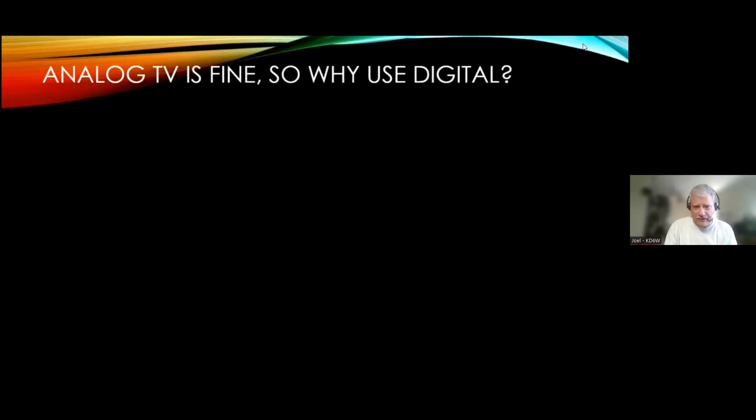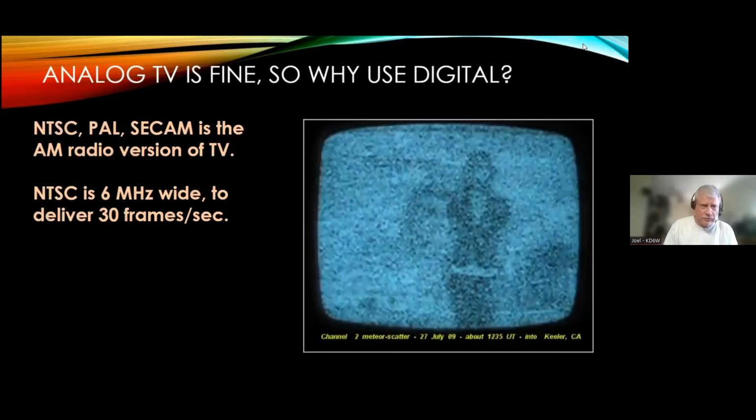So analog TV is fine, so why use digital? Everybody knows that NTSC, PAL, it doesn't matter, it was essentially the AM radio version of television. It, in fact, is an FM audio signal, but amplitude modulation video, so you could see a disturbance in the picture from lightning crashes and things. But it was an effective system. NTSC, 6 megahertz wide, was allowing broadcast television to deliver 30 frames per second or 60 fields interlaced, but that's a technicality. The point was, it was actually a very robust system.